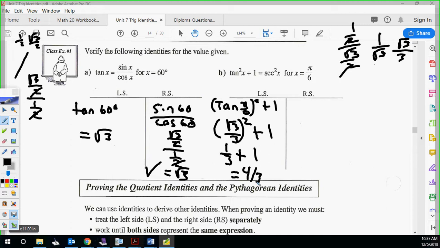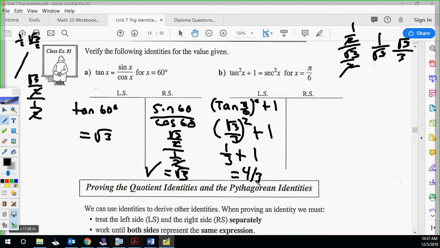So the question I'll ask, does everybody see where root 3 over 3 came from? Okay, when you square root 3 over 3, you get 3 on top and 9 on the bottom. So that's why I wrote 1/3. So we're at 4/3. Now we're going to do secant squared and see what we get.